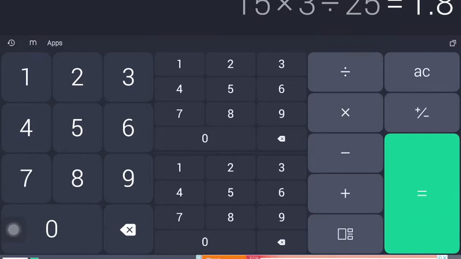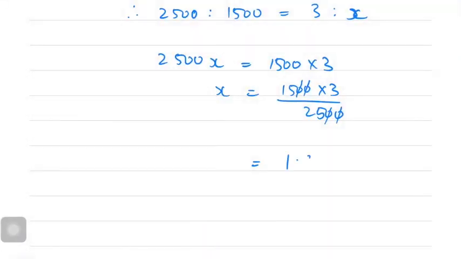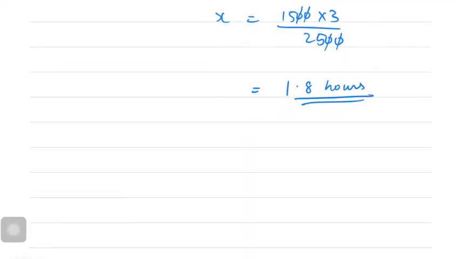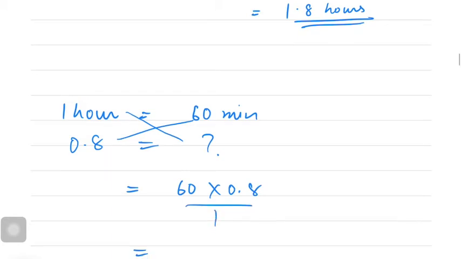So it comes to 1.8 hours. Okay. So listen, 1 hour is equal to 60 minutes. So 0.8 hour is equal to how much? So when you calculate this, cross multiply. Okay. So 60 into 0.8 divided by 1.